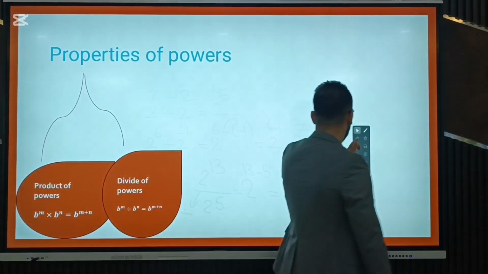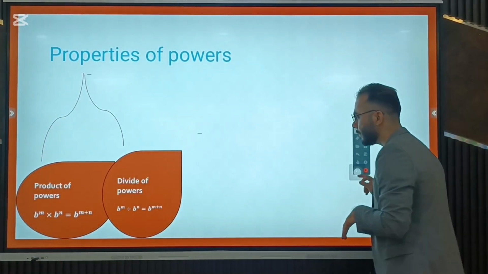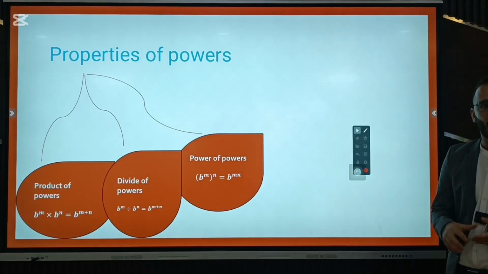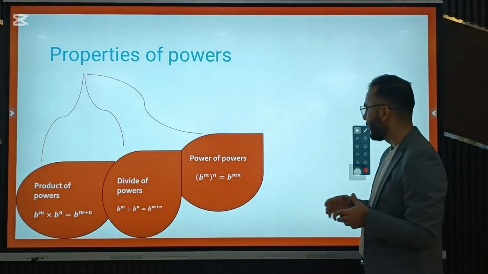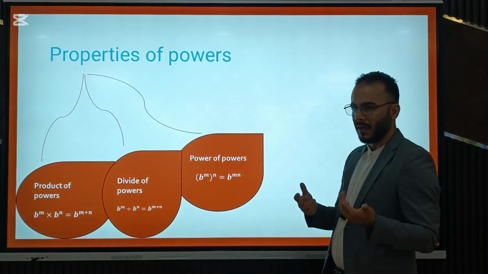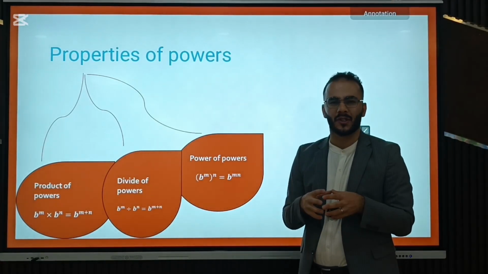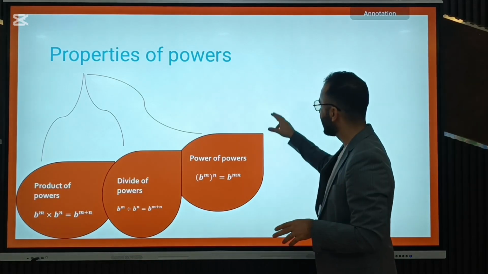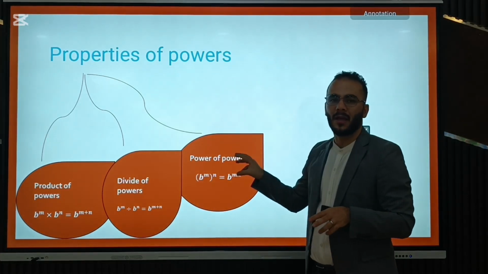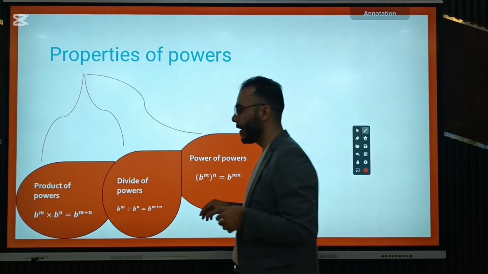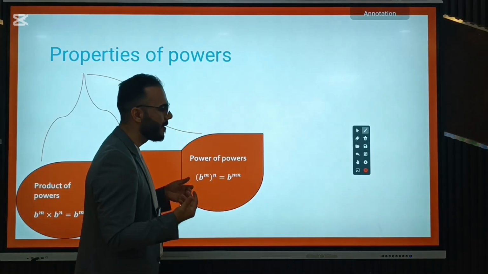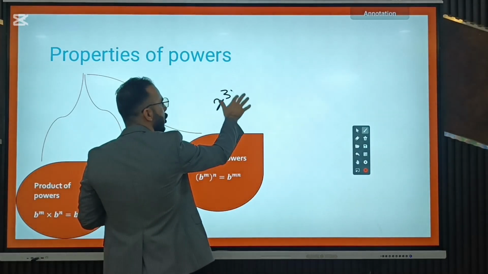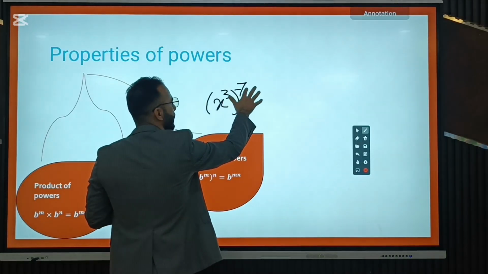The next case is power of power. When we have two exponents together and one bracket between them, again the common sentence: keep the base, never change the base, and multiply the exponent. You are going to ask me, teacher, give us a numerical example. All right, let's say x to the power of 3, all powered by 7.